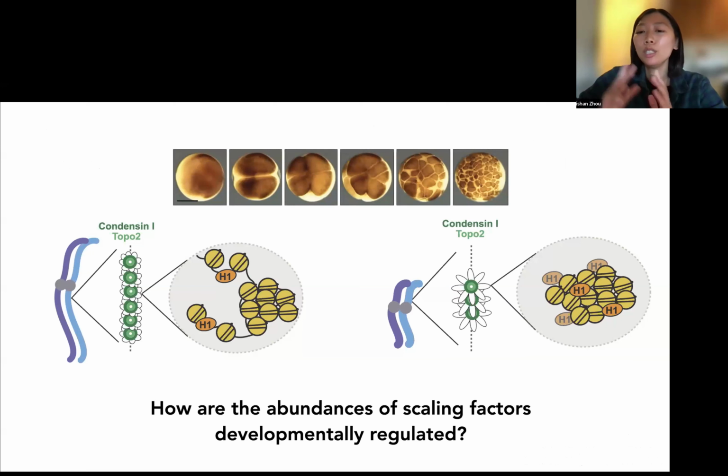Okay, so a really big part of my project has been trying to understand how is it that these different abundances of these scaling factors are actually being regulated through developmental time. And so I'll just give away the punchline.